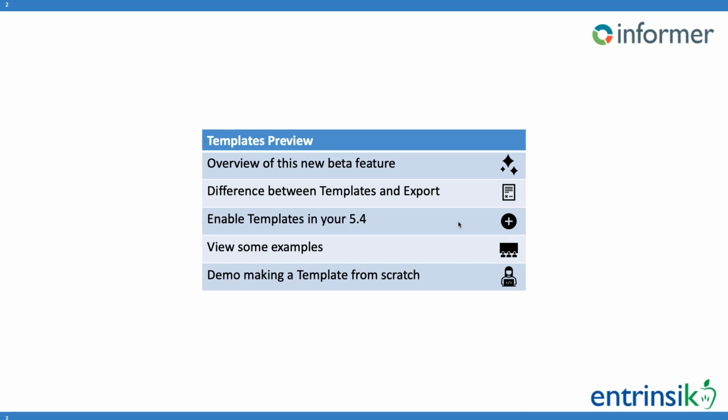So I'm going to talk about how to, first of all, enable this so that your users can access templates if you want to turn on this feature in your version of Informer. And then I'm going to show you some examples to get the wheels turning as to how this might be useful to you. And then most of the time here today, I'm going to spend making a template from scratch, so you can see everything involved in it, some tips and tricks for your tool belt as you go, and then try to use this feature on your own. So I'm not going to spend any more time in slides. I'm going to go straight to Informer now.